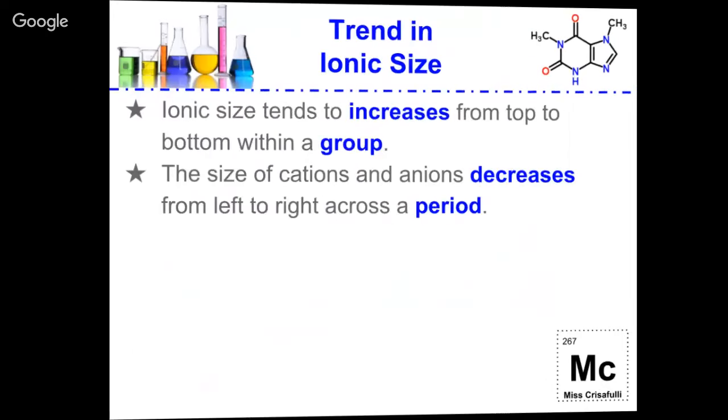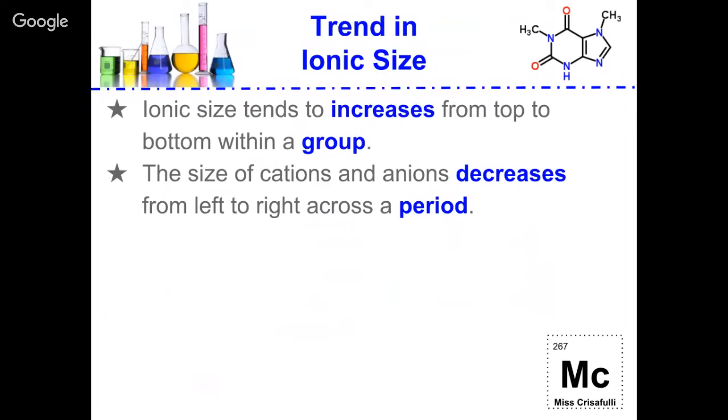So ionic size tends to increase from top to bottom within a group. That should make sense. As you get further down in a group, you're adding more shells. And the size of the cation and anion will decrease as you go from left to right across the period due to nuclear pull.